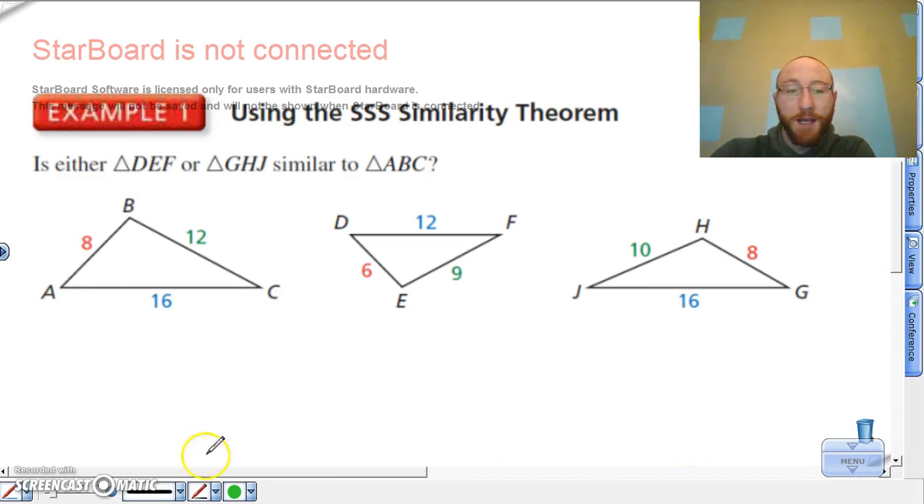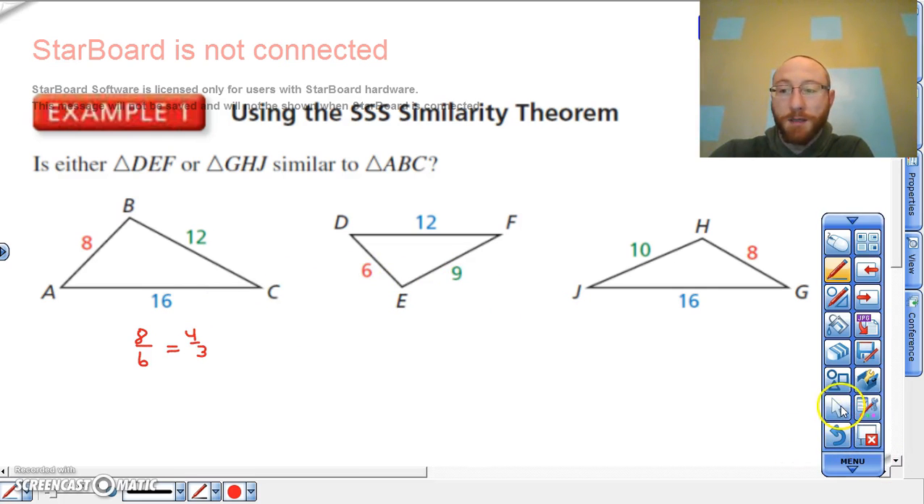Alright, so we have AB. Well, AB is going to match to DE here. So we'll do 8 over 6, and that simplifies to 4/3. So I need to get 4/3 for all my other answers to get this to be similar. Alright, let's try blue. 16 to 12. 16 over 12. We divide by 4. We also get 4/3. This is a pretty good sign.